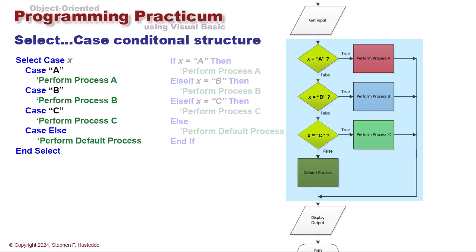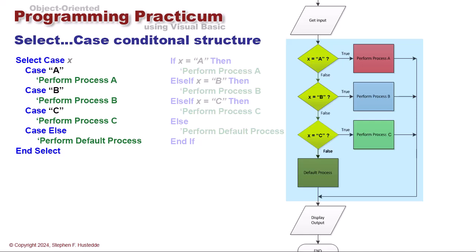We perform process A. Else, if case equals B, we're going to perform process B. If case is C, so x equals C, we'll perform process C. Otherwise, we'll perform the default process, and that's the case else. And then we have an end select that ends the structure.